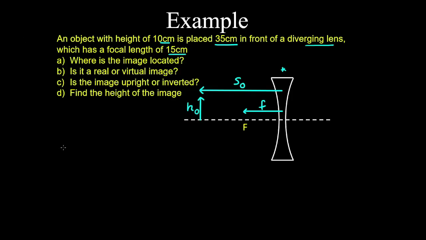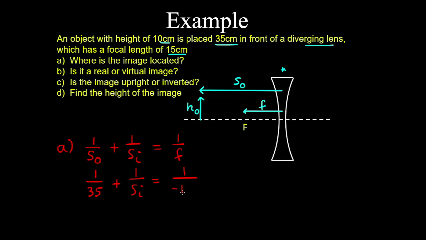Now in part A, we're asked where the image is located. So using the thin lens equation, we have 1 over the distance to the object plus 1 over the distance to the image is equal to the reciprocal of the focal length. So SO is 35 centimeters plus the reciprocal of SI is equal to 1 over the focal length. So in this case, because we have a diverging lens, we negate the focal length.